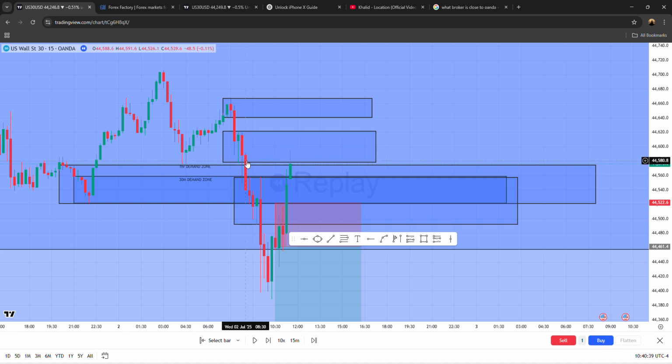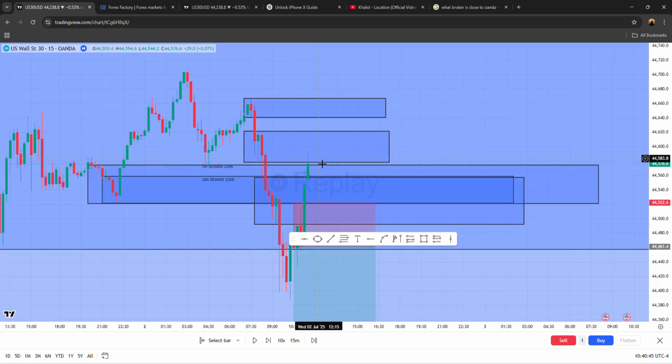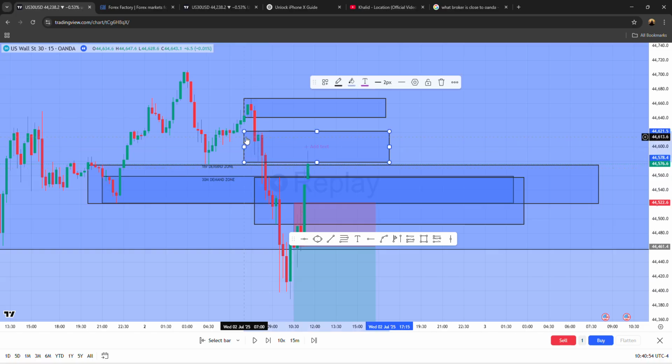because there's no fair value gap. As you can see, there's so many rectangles right now. I'm so sorry. Well, there's no fair value gap from this candle all the way to this candle. There's no fair value gap, as you can see. So nope, this is not an order block that's counted for me.